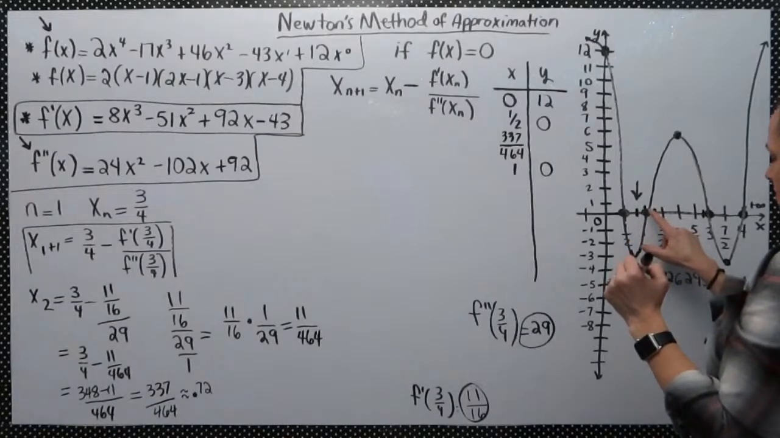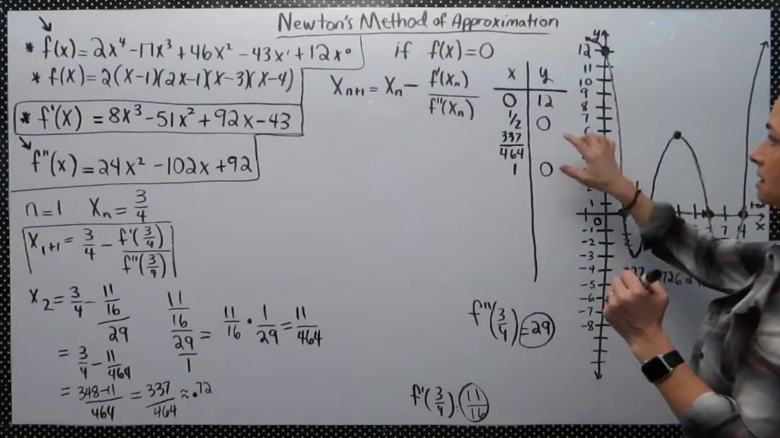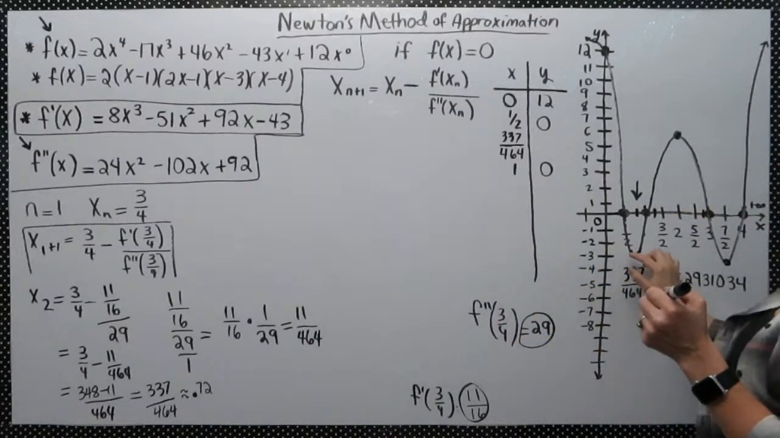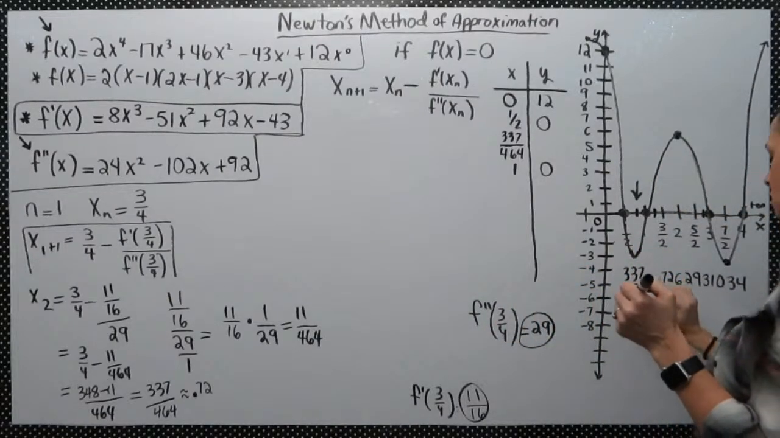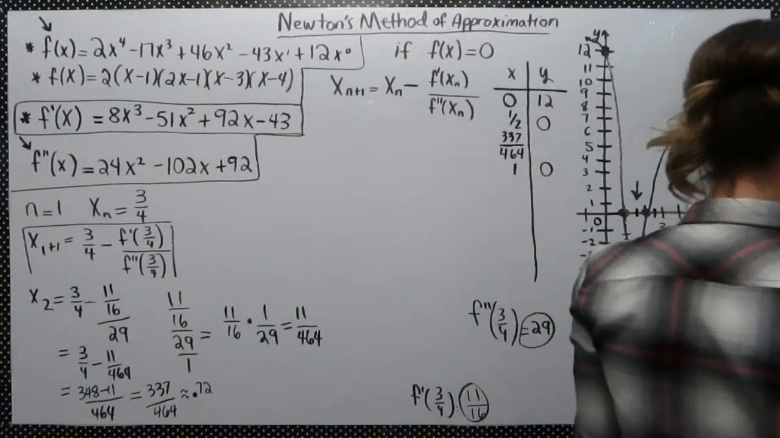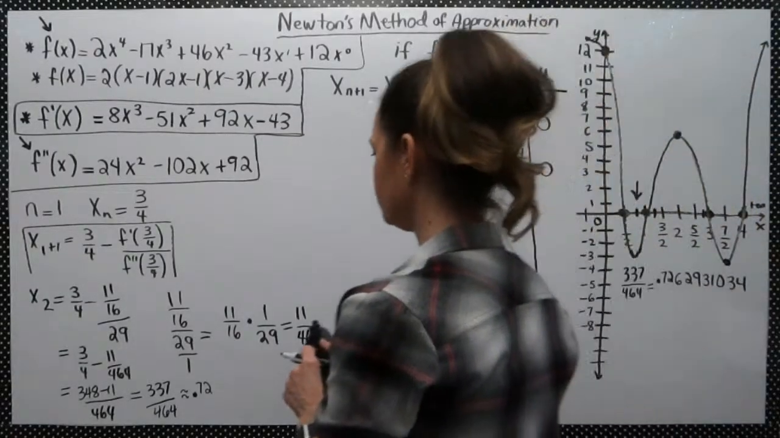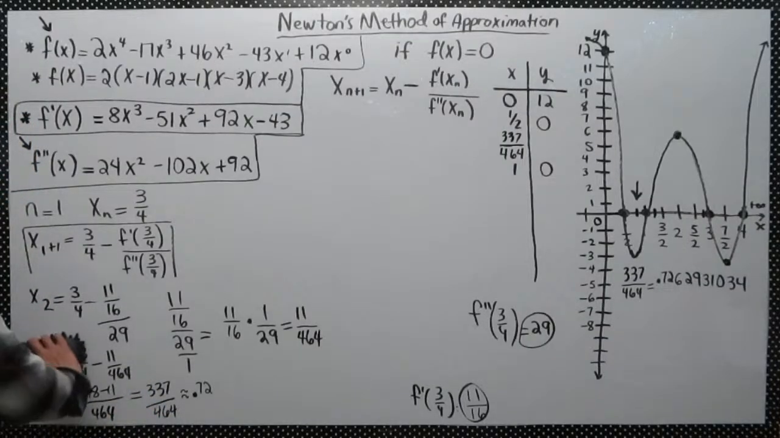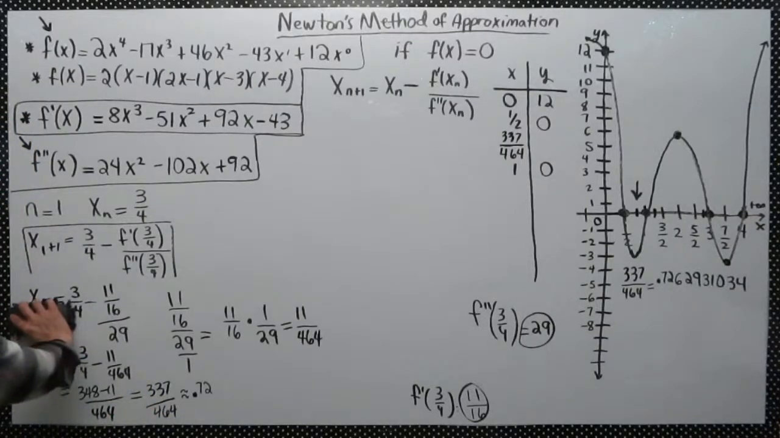I am guessing that this value is negative. It should be negative because we're looking for the value here of the function. So we're going to plug this one in the original function now. I have that 337 over 464.